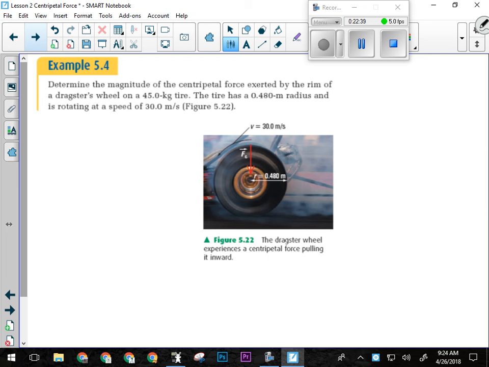Okay, for this example, this is an FC question, a centripetal force question, but a very basic one. We want to determine the magnitude of the centripetal force exerted by the rim of a dragster's wheel on a 45 kilogram tire. When your tire spins around and around, the tire wants to come off. If it wasn't for the air pressure pushing the tire against the rim and holding it there, along with the little bit of adhesive they put on there, the tire would come off. It's spinning around in a circle.